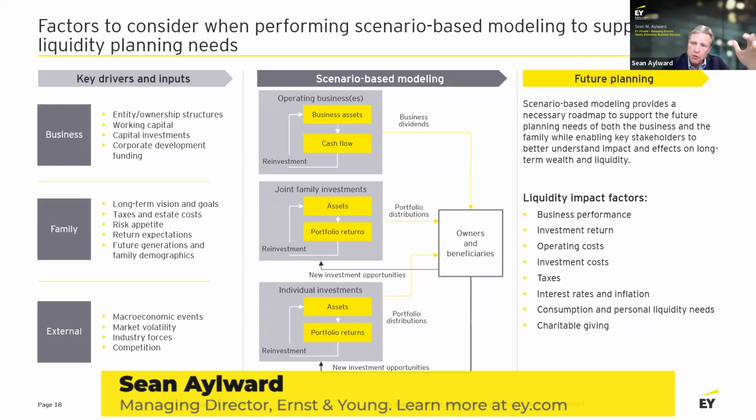So the key drivers for this model would really be, as we talked about, understanding the business side of the equation, then understanding the family side, right? What are the long-term vision and goals? What's their risk appetite? How are future dynamics going with respect to new generations becoming involved with the business?